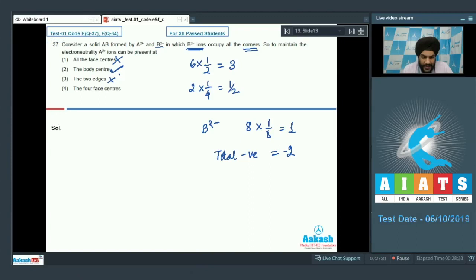And if we talk about the fourth option, which is the 4 face centers, there are 4 face centers and each face center is shared between 2 adjacent unit cells. So there are 2 A2+ ions. So this will also not lead to the electrical neutrality. So the only option which is correct is option 2. Let us look at the next question now.